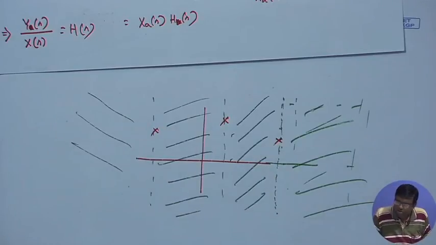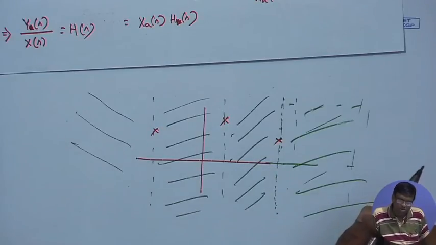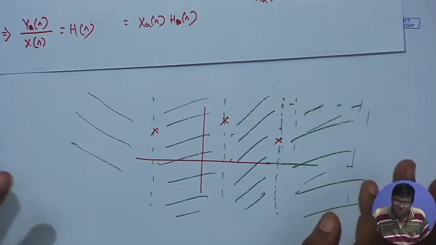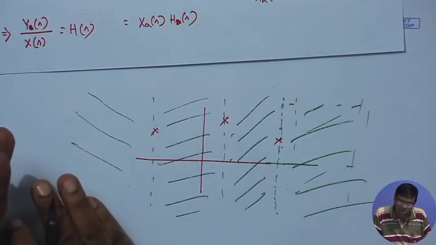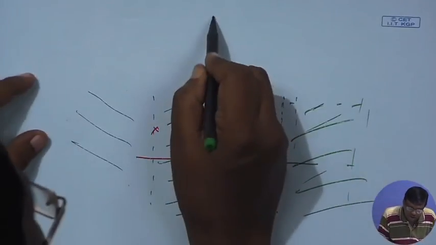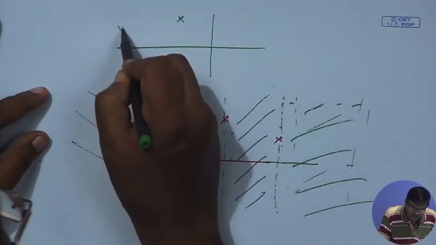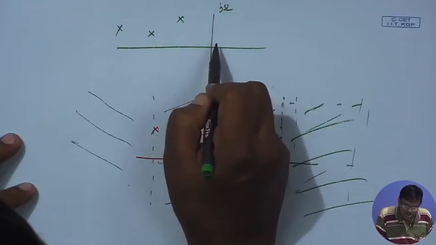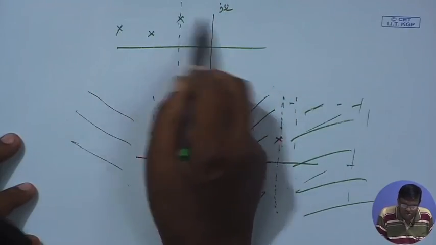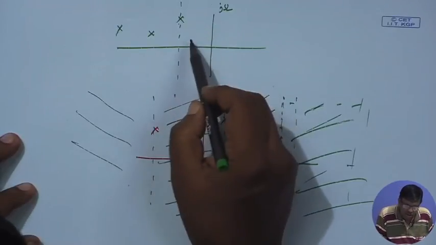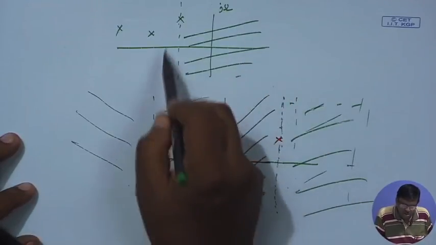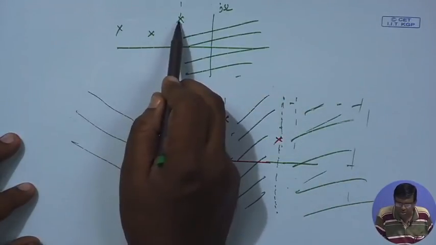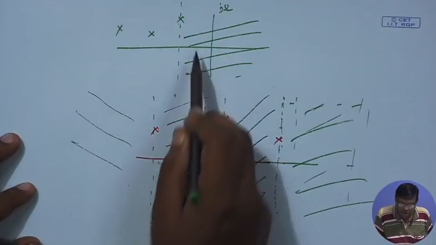Now, for the system to be causal and stable, we have already explained that ROC should start from a vertical line to the left of the j omega axis and go entirely rightward. That is possible only if all the poles, suppose there are 3 poles, all the poles are on the left hand side of the j omega axis. Then I consider the one which is closest to the j omega axis, draw a vertical line, and then consider this. This will not have any pole because all the poles are assumed to be on the left hand side of the j omega axis, and I am taking the one closest to the j omega axis, drawing a vertical line through it and going rightward.